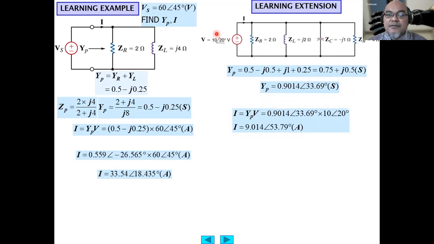Then the current can be calculated by the admittance multiplied by the voltage. This value is multiplied by 10 with an angle of 20 degrees. So the magnitude is 0.9014 times 10, or 9.014. And the phase angle becomes this plus this, so 53.79 degrees. If you see from this example, the use of phasors really simplifies the calculations. Especially for steady state analysis, you do not need to use differential equations to find the solution.